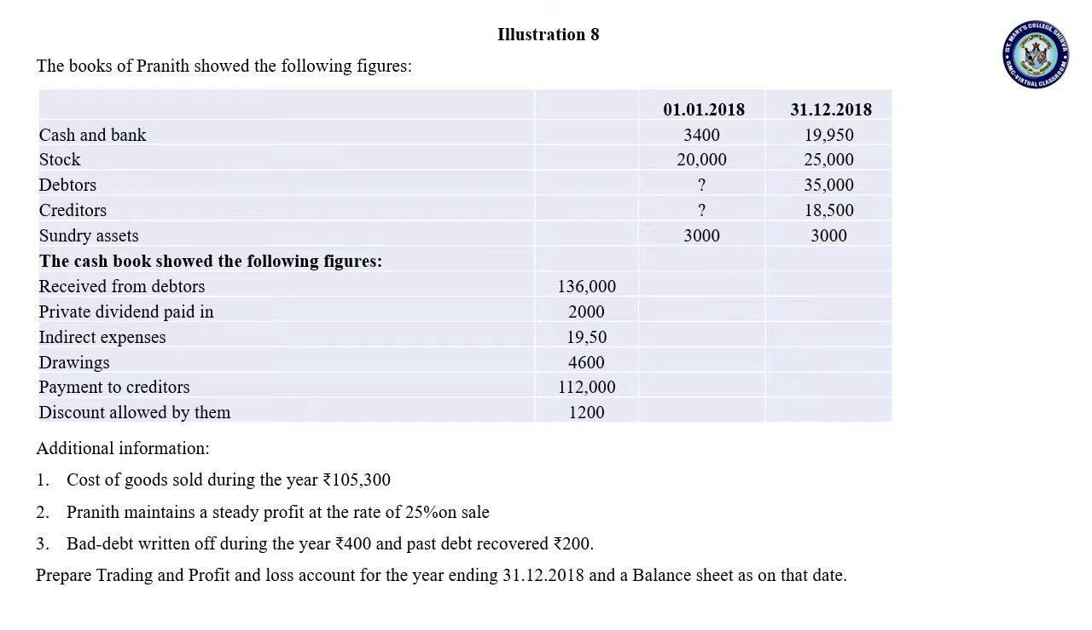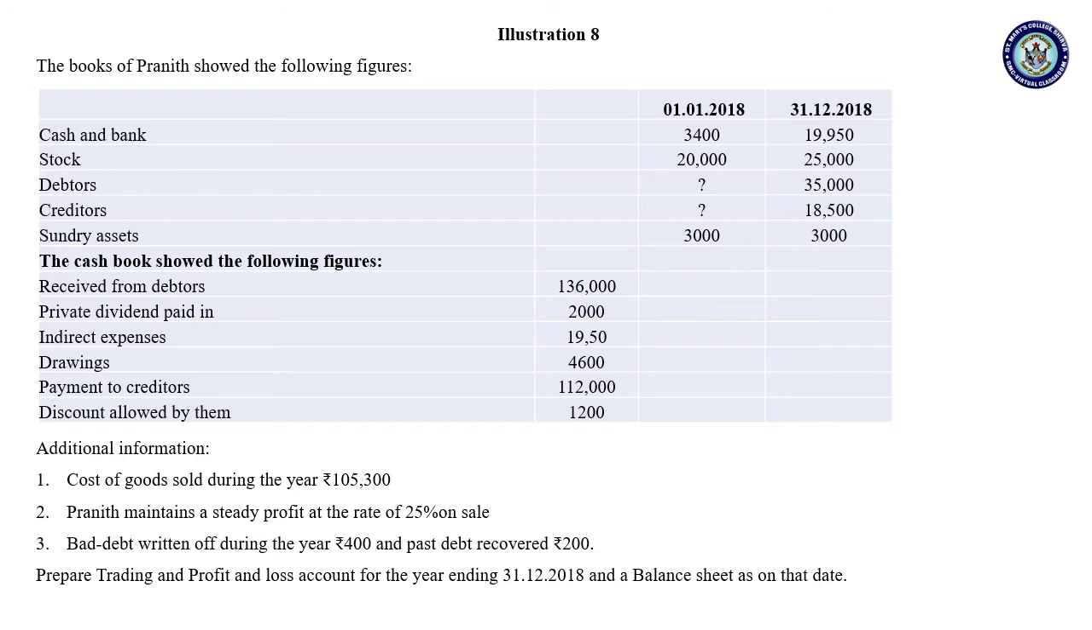So cash account opening and closing is given, but you have to prepare the cash account. Stock opening and closing is given, so we need not prepare the stock account. The opening balance is nothing but opening stock, and closing balance is nothing but closing stock. Debtors' opening balance is not given, closing balance is given, so you have to prepare the debtors account. Creditors' opening is not given, closing is given, means you have to prepare the creditors account and find out the opening balance. Sundry asset opening and closing did not change, it is 3000 each, so no need of preparing the ledger account.